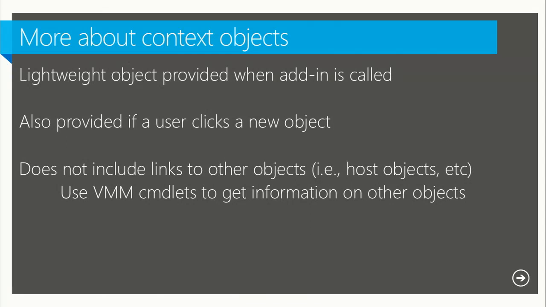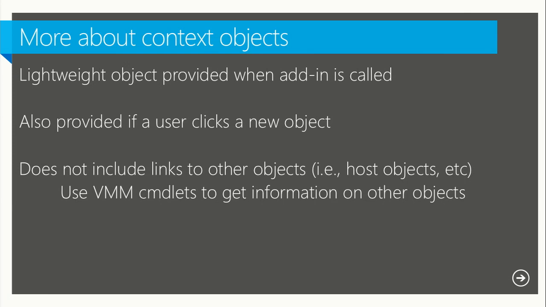So in the example of VM, I said we give name, we give GUID, we give host name. We do not give the host object. If there's something more detailed that you need to know about the host that VM is sitting on, like hardware information or the UUID or something like that, you'll need to issue a PowerShell call to VMM to get that additional information.